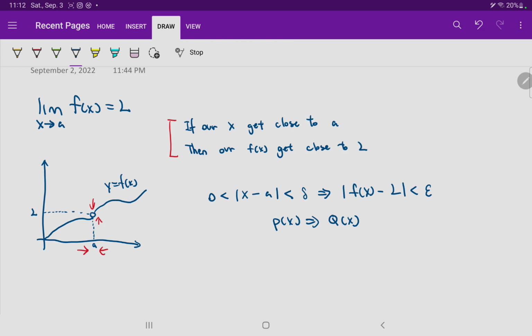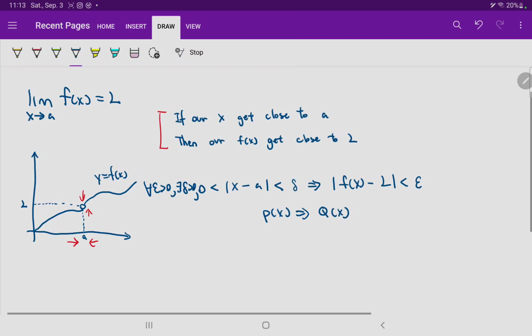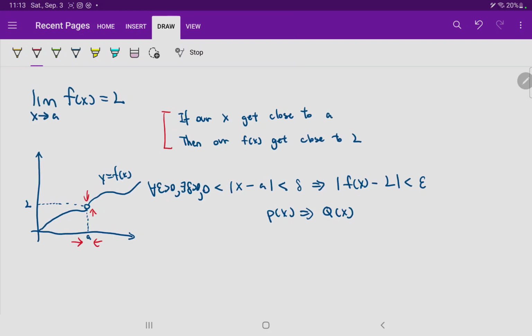But we're missing a quantifier here, so I'll add it. For every epsilon bigger than 0, there exists a delta bigger than 0, such that 0 is smaller than the absolute value of x minus a, which is smaller than delta, implies that the absolute value of f of x minus L is smaller than epsilon. And so this will be our formal definition of a limit.